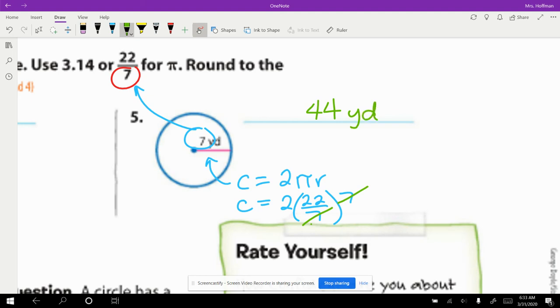I encourage you to try to do this same exact formula using 3.14 and see how close you get to 44 yards. It's going to be very close. You'll get a decimal, and that's true, but the approximation is very close. So go ahead and complete the rest of your homework correcting any mistakes, and I'll be making a second video for lesson 2.